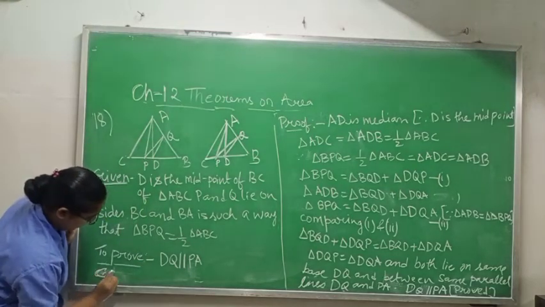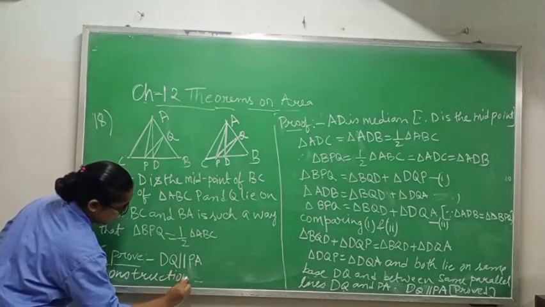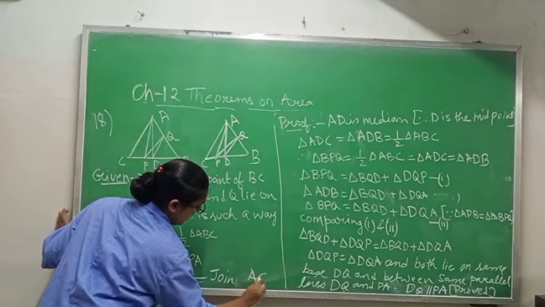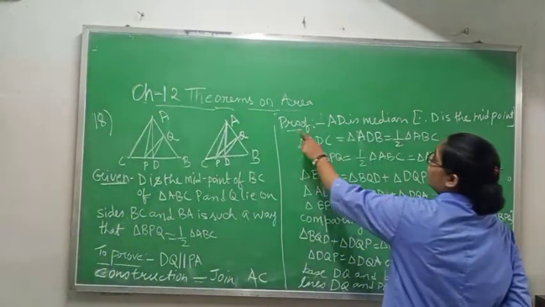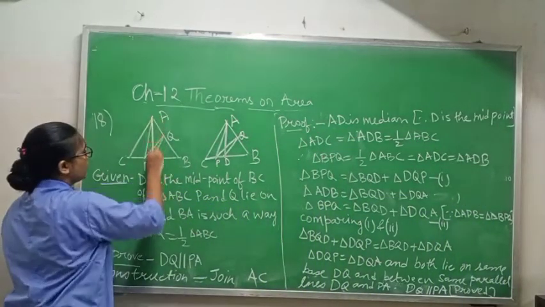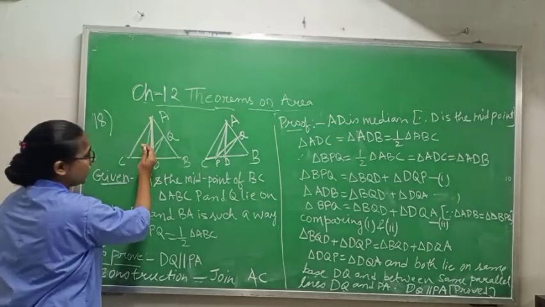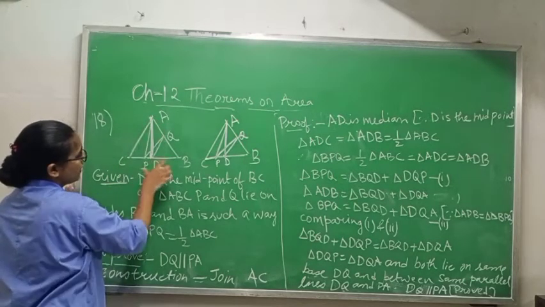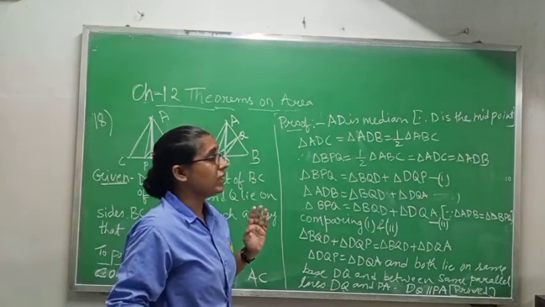Now what are we joining? In the construction part, you will write join AD. After joining AD, you will prove AD is the median. Why? Because D is the midpoint, and AD divides this triangle in half and this triangle in half. So that is why I have written AD is the median, and the reason I have given is D is the midpoint.